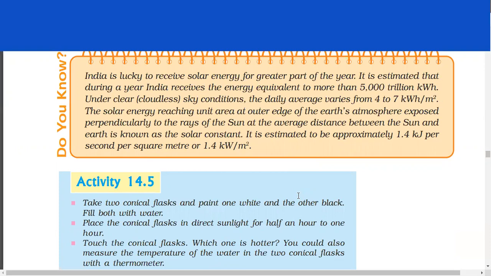The solar energy reaching unit area at outer edge of the Earth's atmosphere exposed perpendicularly to the rays of the sun at the average distance between the sun and the Earth is known as the solar constant. It is estimated to be approximately 1.4 kilojoules per second per square meter.